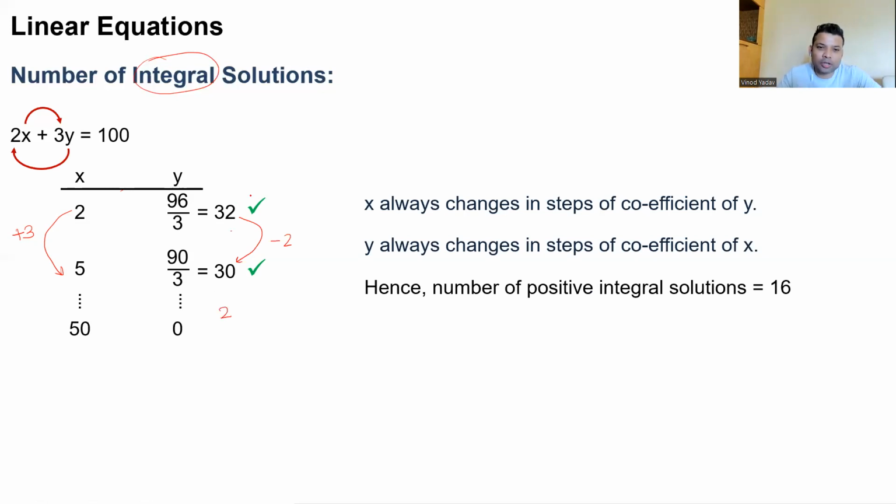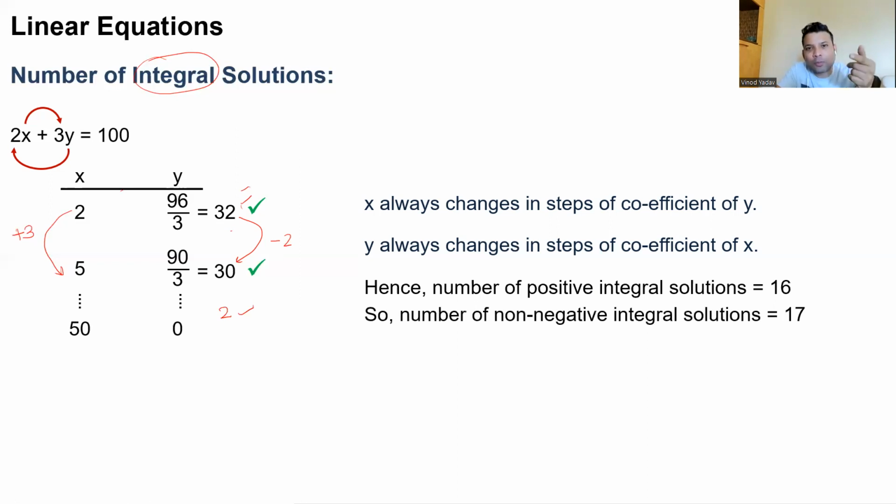So if you just count the number of positive integral solutions, I'm sure you must have got it. Right from 2 up to 32, there are 16 solutions. And if you count non-negative, now you'll include that last one also, that is the one with y equal to 0. So one more solution. So 17 such solutions are there which are all non-negative integral. Got it?